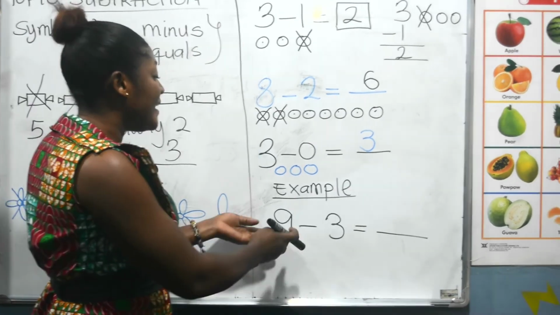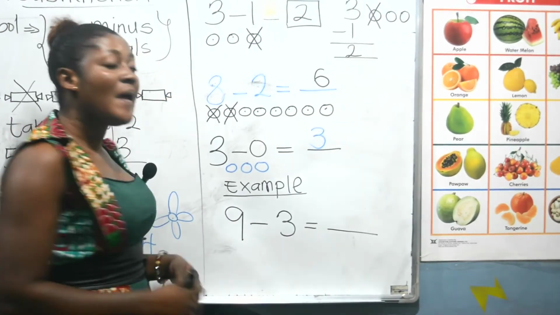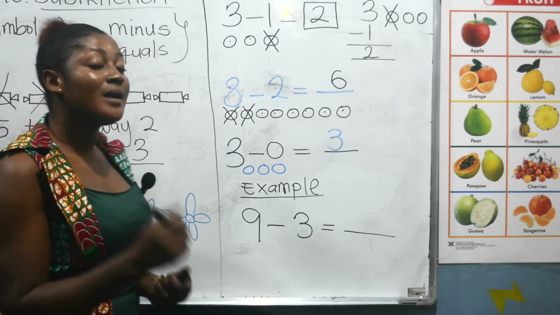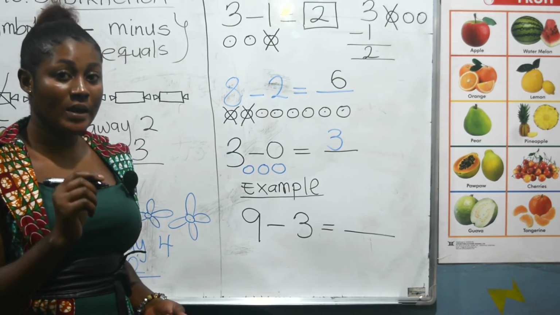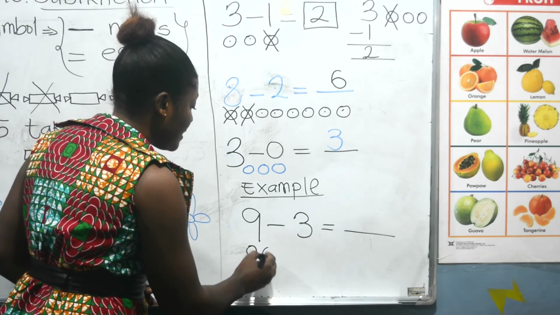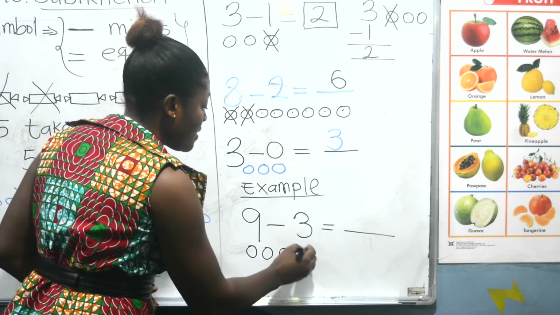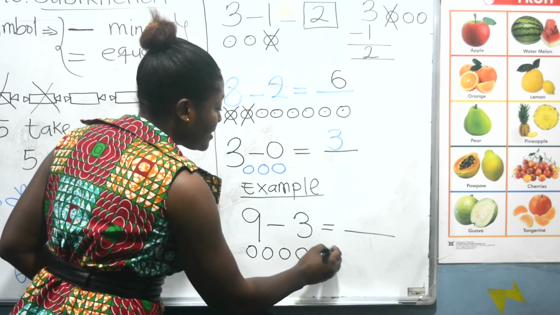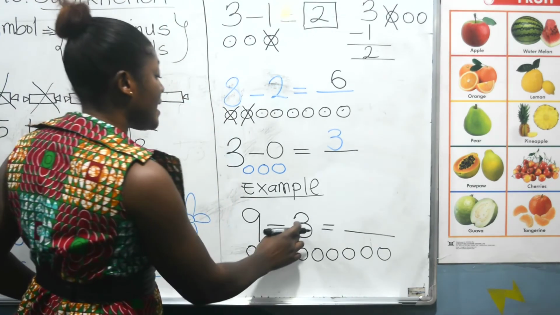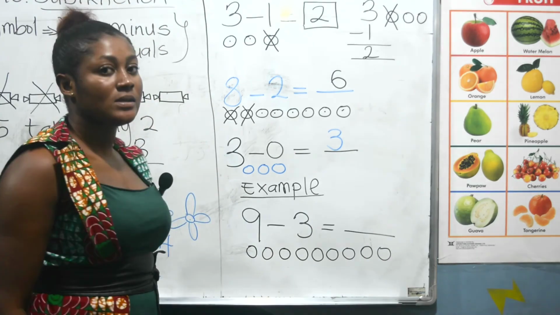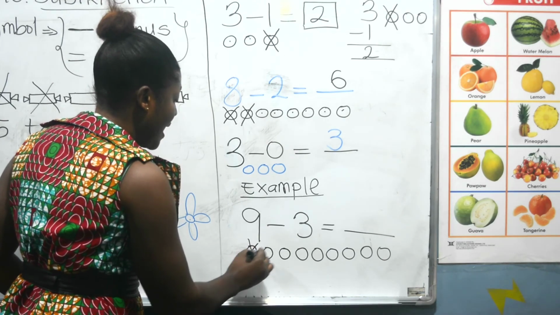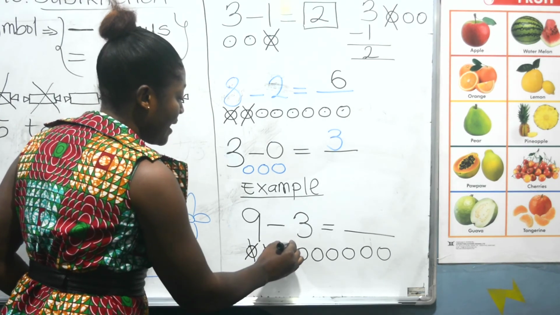So now we have 9 minus 3, meaning 9 take away 3. So that means we are going to draw 9 circles, okay? And then we cancel 3 circles. So now let's draw them. 1, 2, 3, 4, 5, 6, 7, 8, and 9. So we are taking away 3 from these 9 circles. So we will take it away by crossing them. Okay, so 1, 2, and 3.